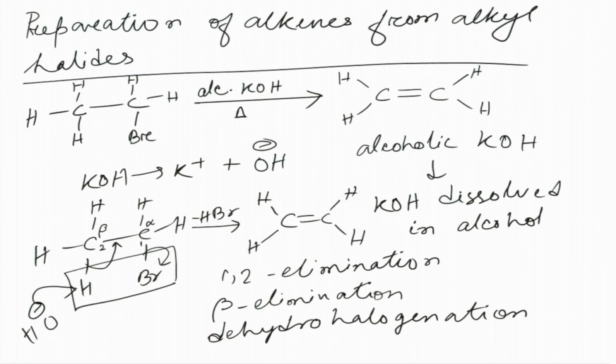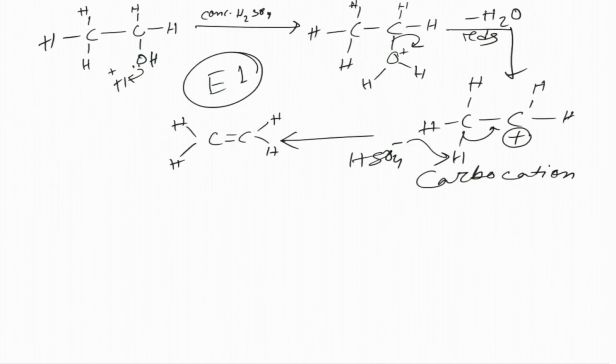But in the case of alkyl halides, the elimination of hydrogen and bromine both takes place in the same step. So, this is a concerted or single step reaction. We had studied earlier that the E2 mechanism has a concerted pathway. So, this is E2. This was the preparation of alkenes from alkyl halides. Now, this also follows the Saytzeff rule. Let us see some examples.